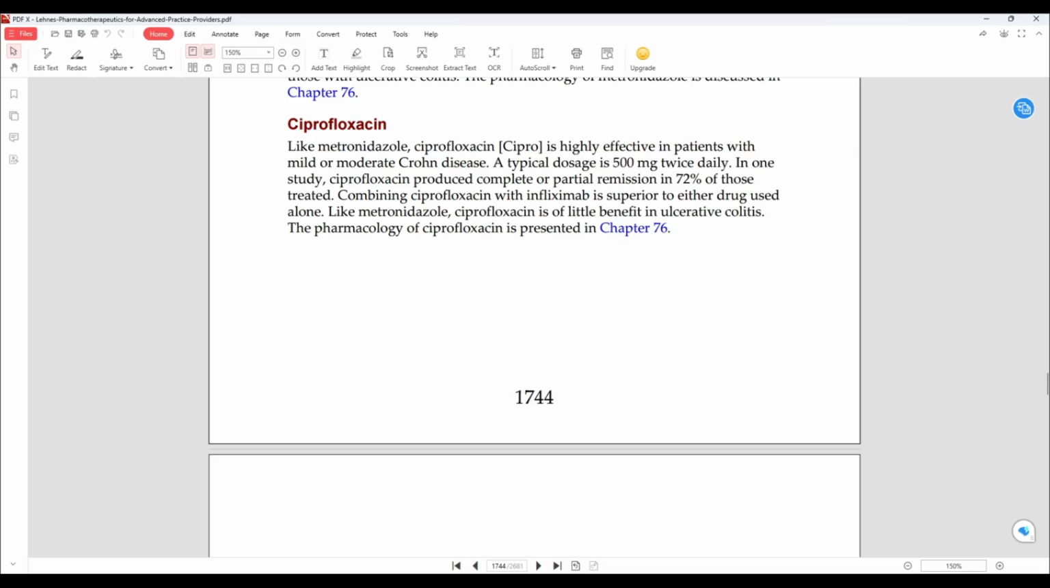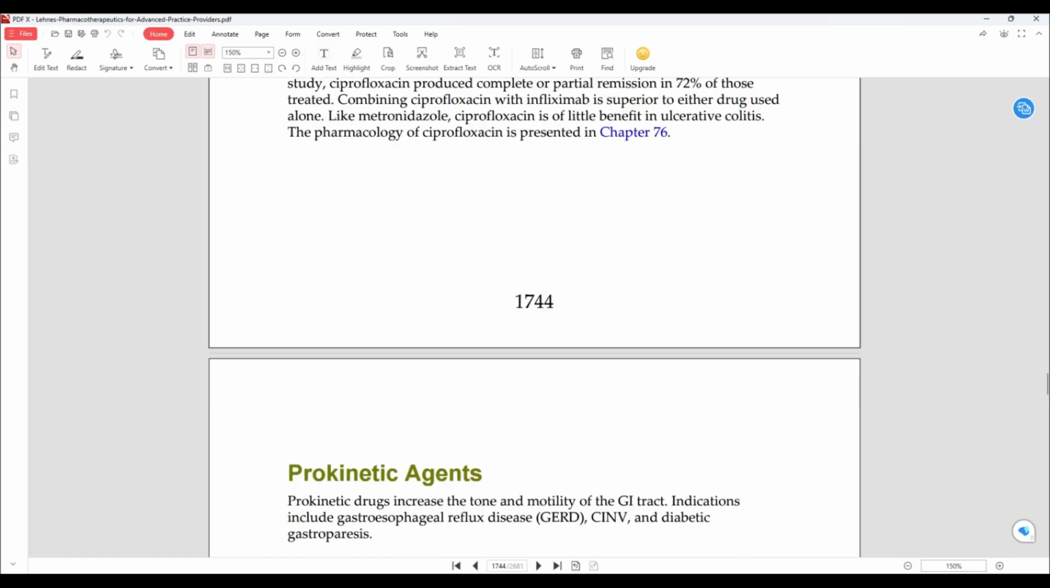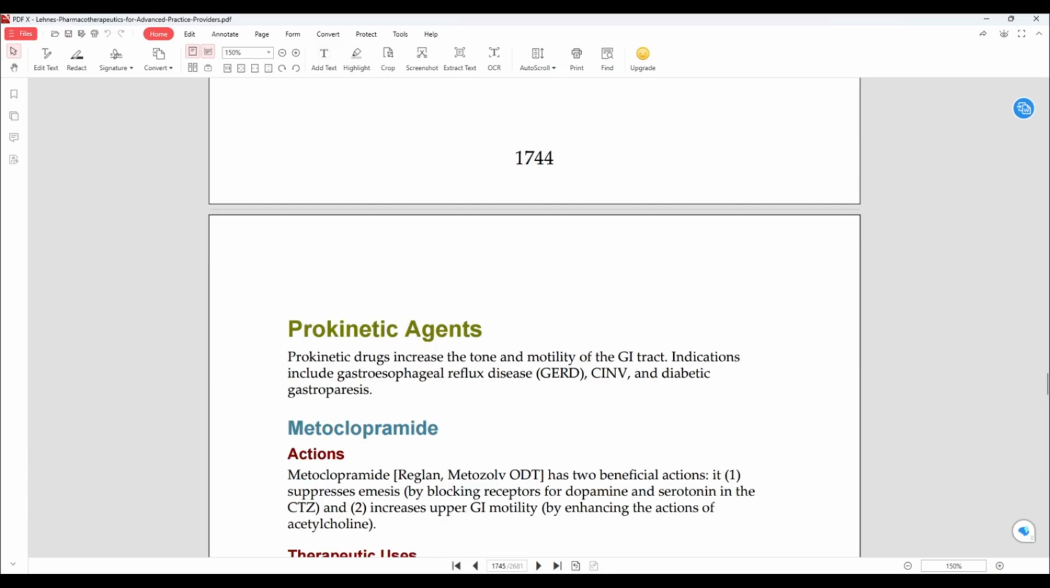Like Flagyl, Cipro is highly effective in patients with mild to moderate Crohn's disease. Typical dose is 500 milligrams twice daily. In one study, Cipro produced a complete or partial remission in 72% of those treated. Combining Cipro with infliximab is superior to either drug used alone. Like Flagyl, Cipro is of little benefit in ulcerative colitis, and the pharmacology of Cipro is also presented in Chapter 76.